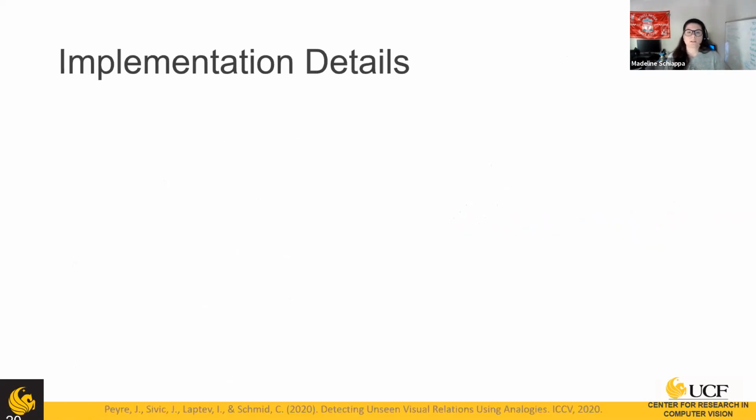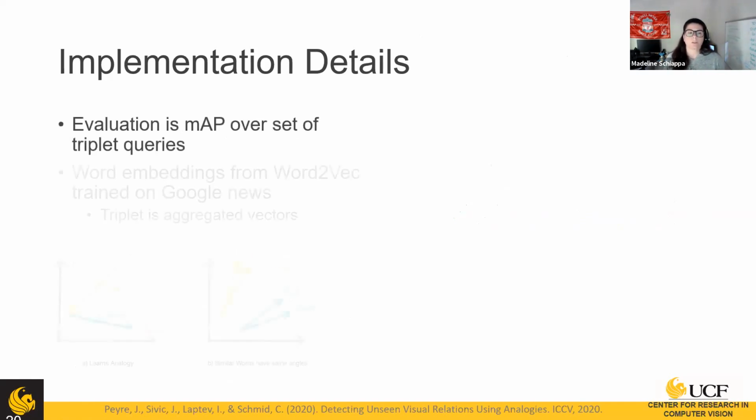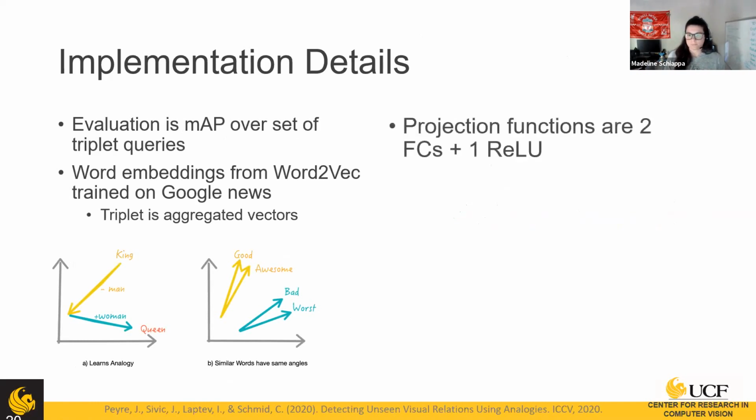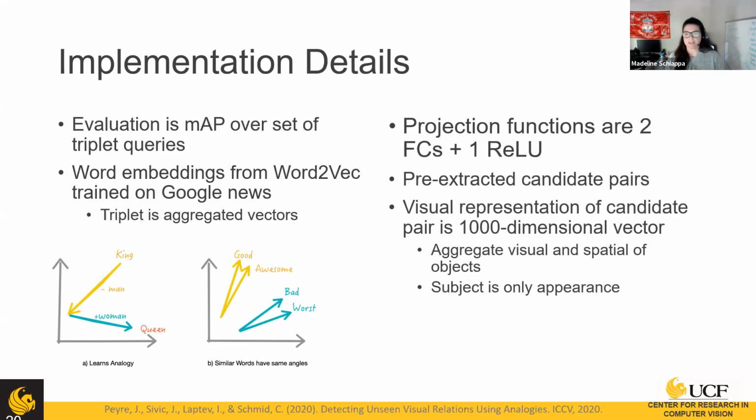So a little bit about their experimental implementation. As I mentioned, they use mAP over the set of triplet queries. They use word embeddings from a word2vec trained on Google News, and the visual phrase triplet is aggregated vectors. Their projection functions are 2 fully connected layers and 1 ReLU, and the candidate pairs are pre-extracted from a pre-trained model. Their visual representation of candidate pairs is a 1,000-dimensional vector where they aggregate visual and spatial features of objects, but subject only uses appearance.